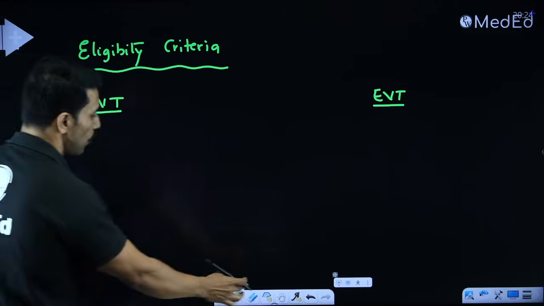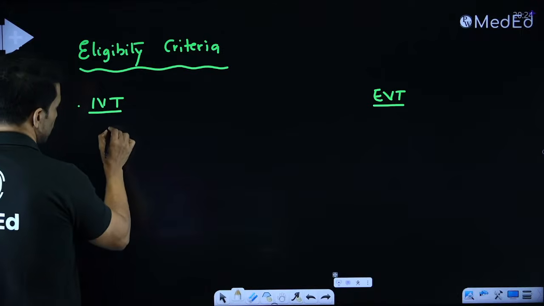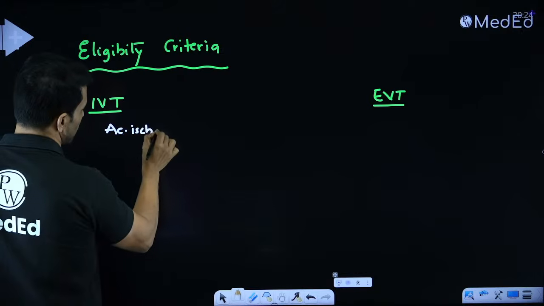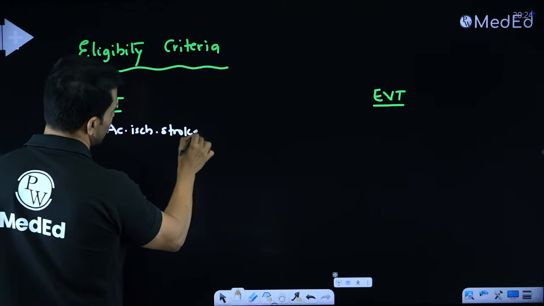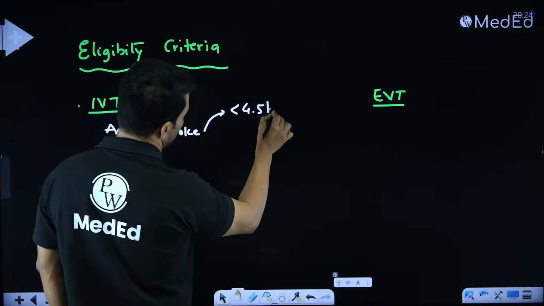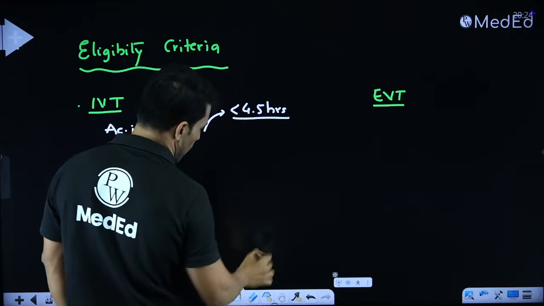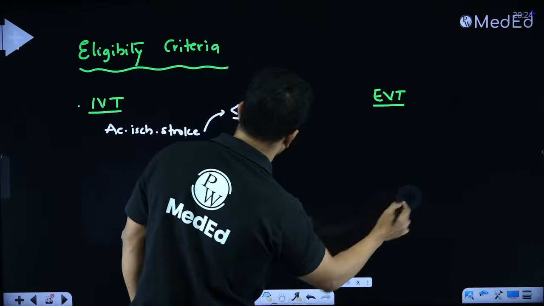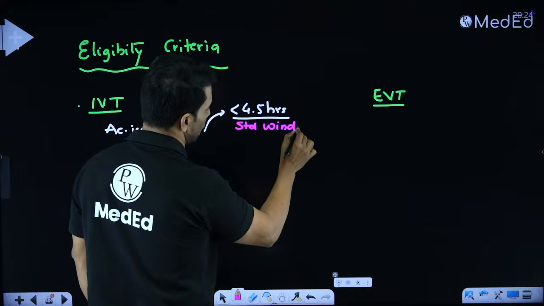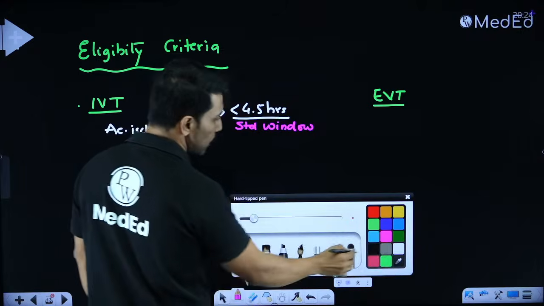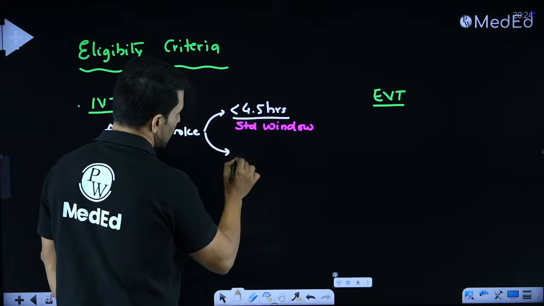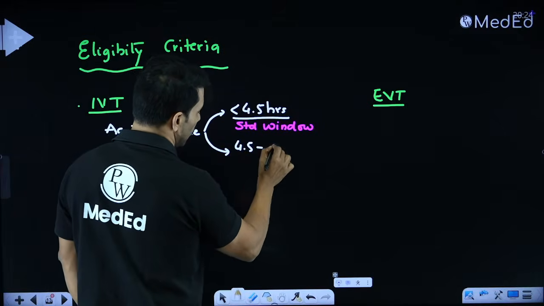So that's why when we talk about IV thrombolysis, acute ischemic stroke patients presenting within 4.5 hours are clear indications. This is what we call the standard window of opportunity for thrombolysis. But 4.5 hours to 9 hours, we can decide by analyzing the risk-benefit.